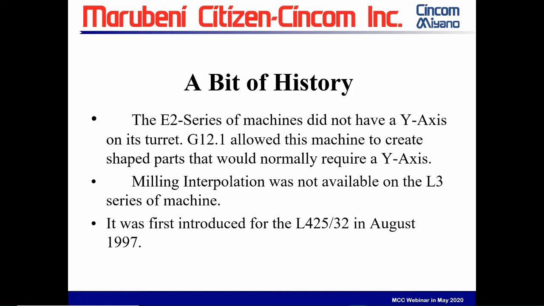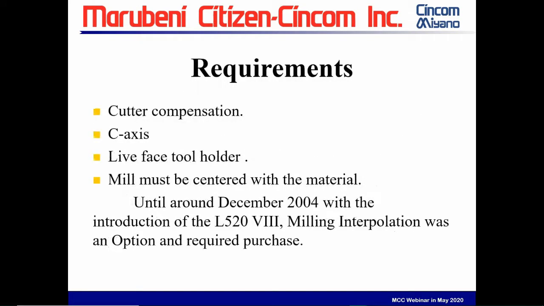Now, milling interpolation was never available on the L3 series of machine, and there's a reason for that. It was first introduced for the L4 3225 in August of 1997. Before that, those machines did not have it. The reason it didn't work on the L3 is because of what's required to do milling interpolation. You have to have cutter compensation, a C-axis, a live face tool holder, and the mill must be centered to the material. In other words, you can't be off center or your shape will be very badly deformed.